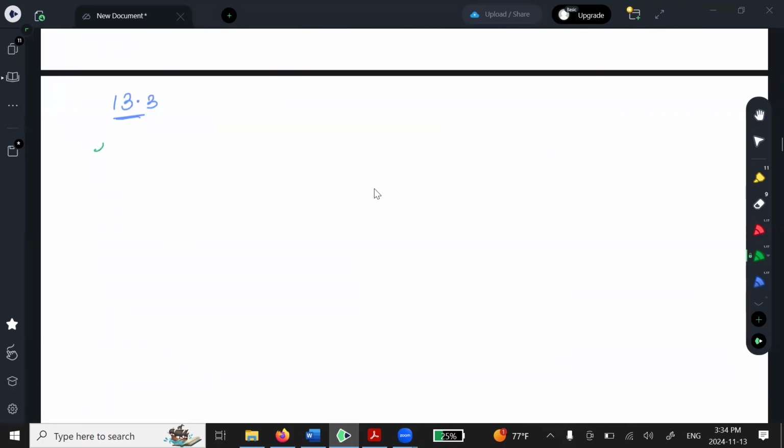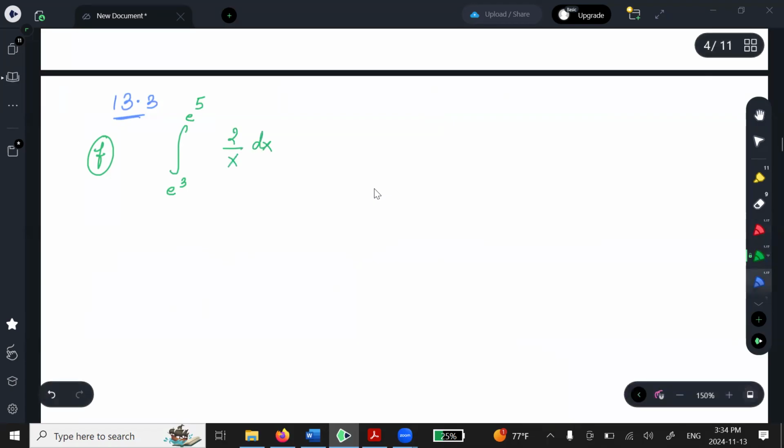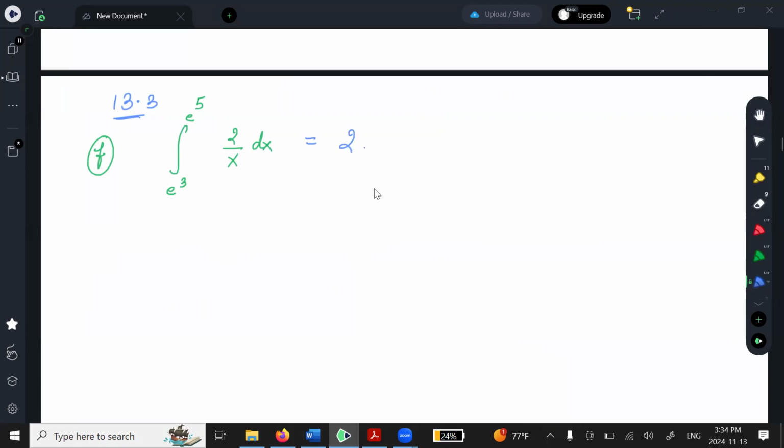Let's do number F. The only difference is you have one extra step. You have limits. Everything else remains the same. You do the integration like you used to before. There is one extra step. So what is the integral of 2 over x? Just 2 ln x. The only difference, we will not do the plus c here, but we will apply the limits.